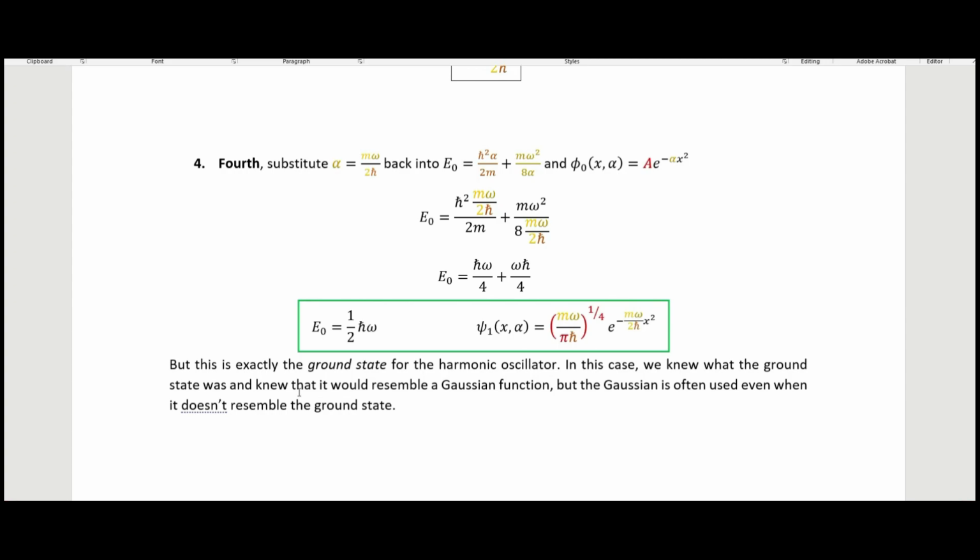And if you've watched my previous videos on solutions to the Schrodinger equation, you might recognize that this is the ground state harmonic oscillator. So this should actually be a 0 here because it's the ground state. In this case, we knew what the ground state was and knew that it would resemble the Gaussian function, but the Gaussian is often used even when it doesn't necessarily resemble the ground state. The variational method is most often used to find the ground state because it can start getting kind of complicated when you look for the excited states.